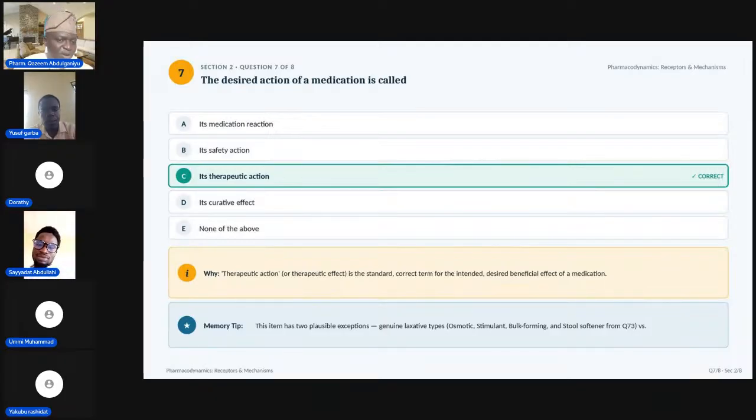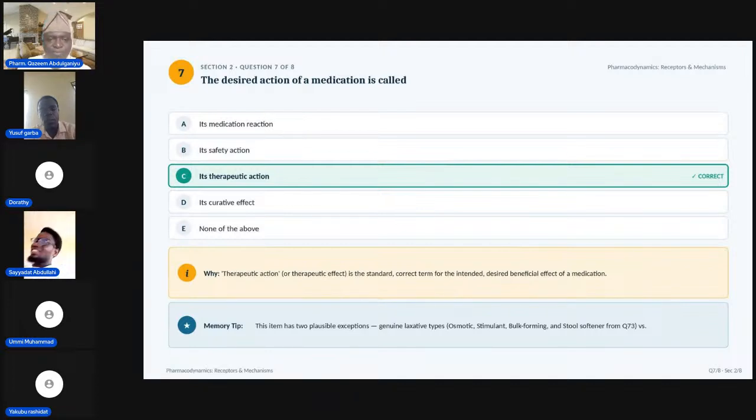Because it might not be curative. Yeah? It can be preventive too. There are drugs that we give to just prevent disease from happening, right? Prophylaxis drugs. So it is not only curative. It could be prophylactic or preventive, as the case may be.